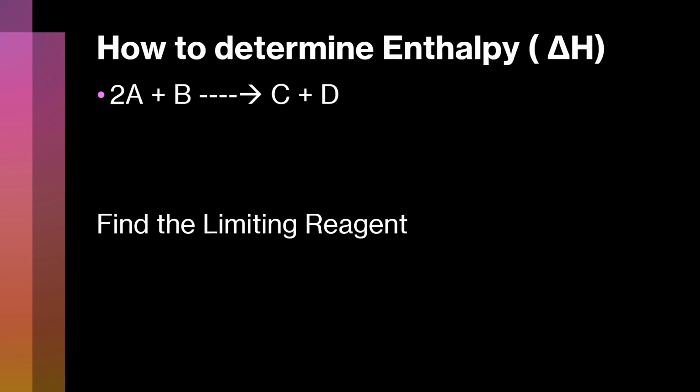You can have three products. Sometimes you can have three reactants with one product. But in our case, we're just saying there are two reactants to form two products. And you're going to need 2 moles of one reactant with 1 mole of another reactant to form this product. So what you need to do next, first, you need to find the limiting reagent.